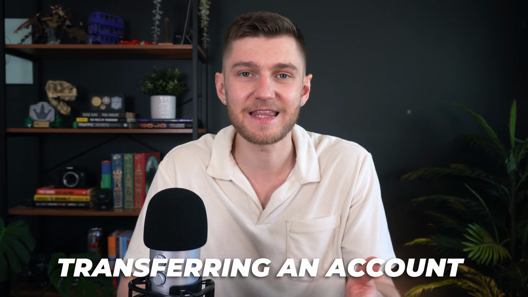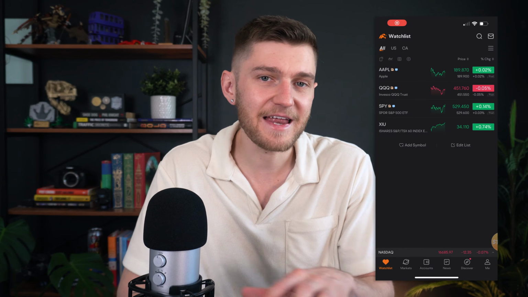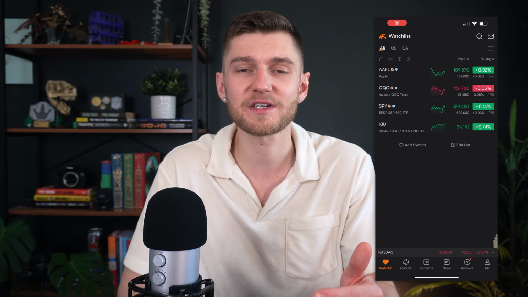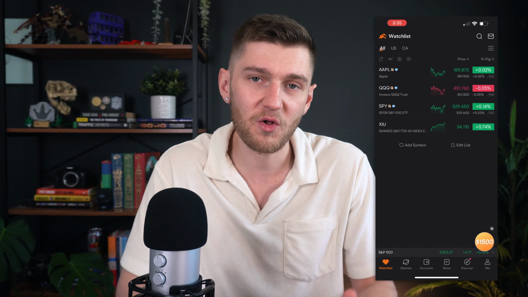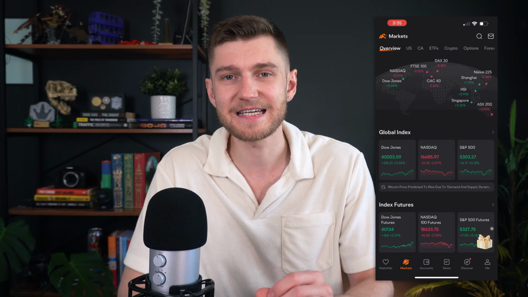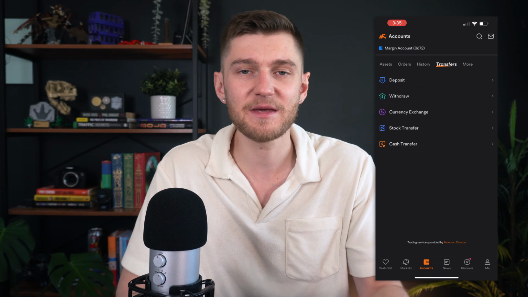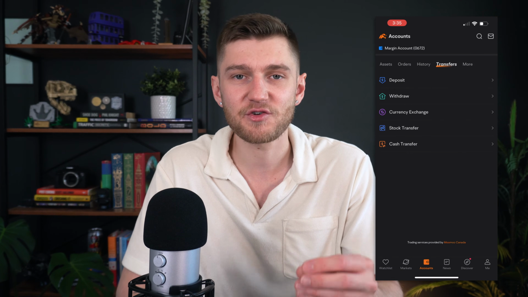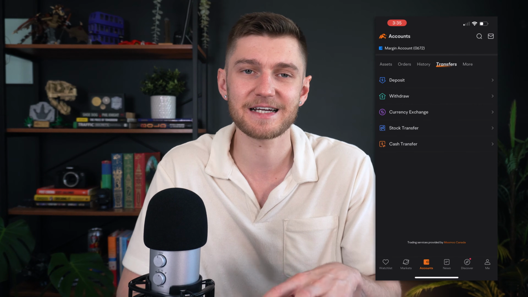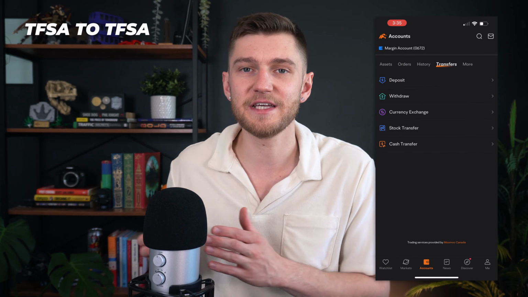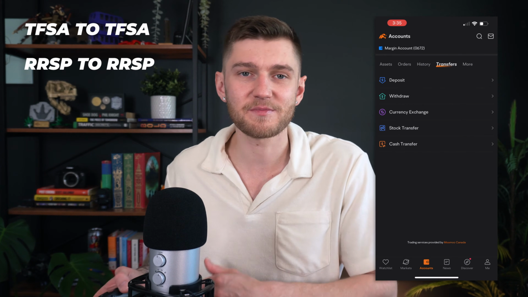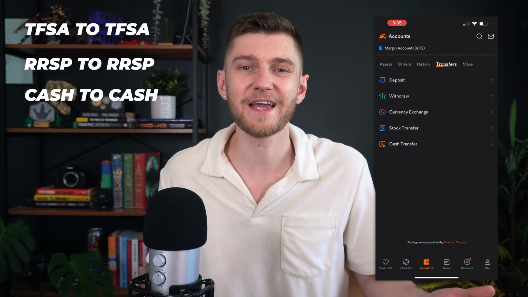Okay, so it's actually pretty simple and the steps will be relatively the same when transferring to any other institution and vice versa. But when it comes to moomoo, all you have to do is come to this section right here and go into account transfer. Now, keep in mind that it has to be a transfer of an account of the exact same type. So TFSA to TFSA, RRSP to RRSP, or cash account over to cash account.